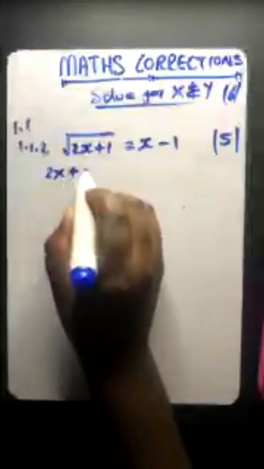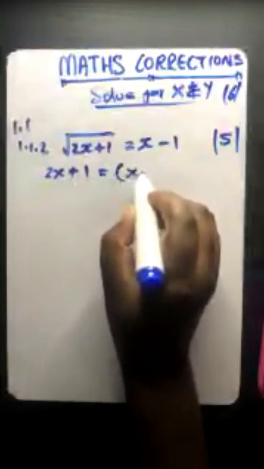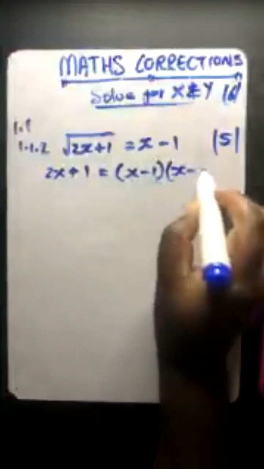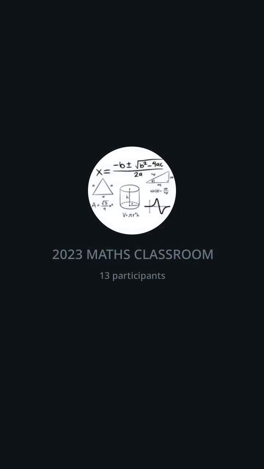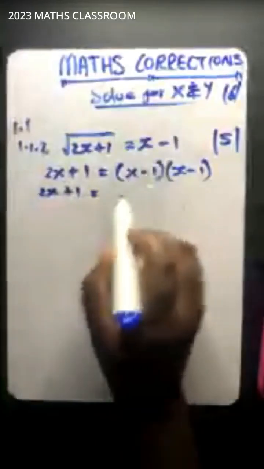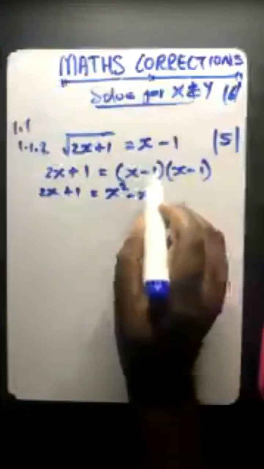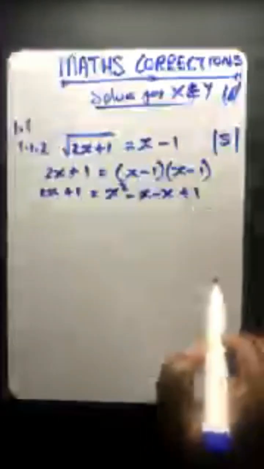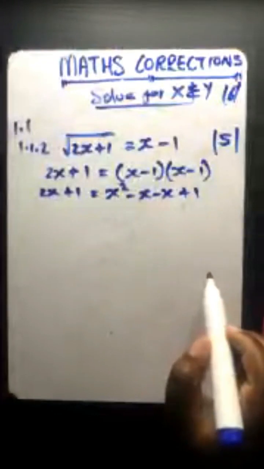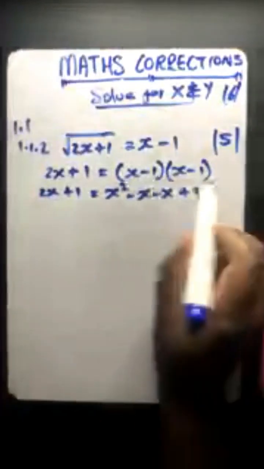Let's see. Now I'm going to remove the square roots. Let me take a shortcut because you know the process. That means I'm going to have x minus 1, x minus 1. Then from there, you still have that as it is. That by that is x squared. That by that is minus x. That by that is minus x. That by that is positive 1.